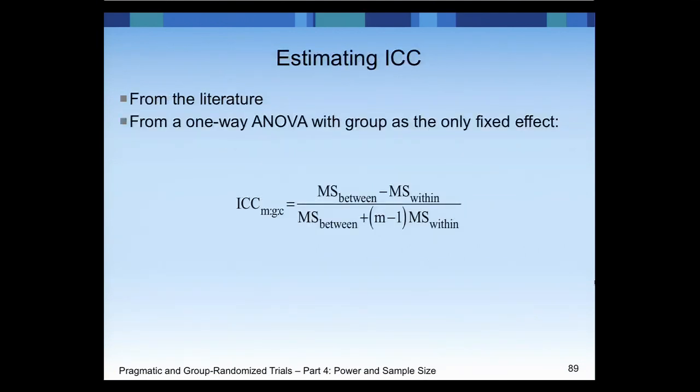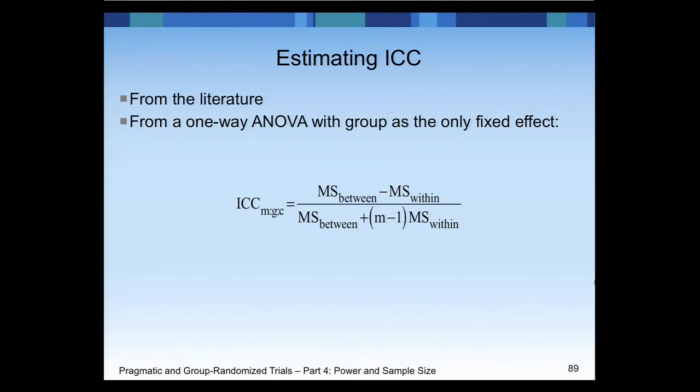How do we estimate an intraclass correlation? Well, one way is to go to the literature. Increasingly, we can find intraclass correlations published in the literature. The CONSORT guidelines now ask that investigators publish their intraclass correlations, and that's helped the situation. So we can often go to the literature and get good estimates. Another way is to estimate the intraclass correlation from your own data. And if you have pilot data for the study that you're getting ready to do, that can be a good source. Simply apply a one-way analysis of variance with group as the only fixed effect, and apply this formula, and you've got an estimate of the intraclass correlation.